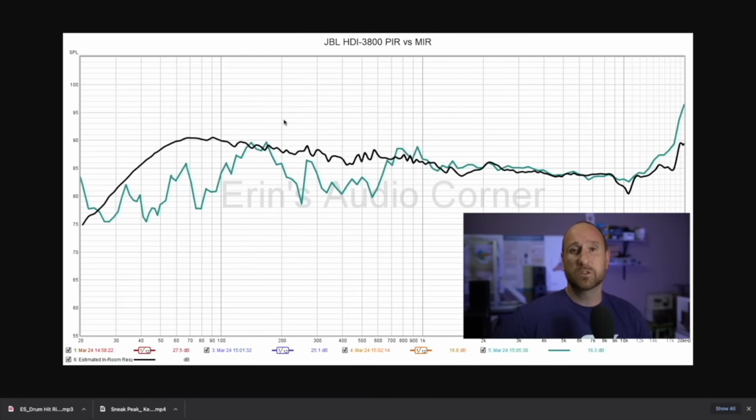Some things, though, you just can't do anything about. I mean, you can't fix floor bounce because nobody's going to be walking on a foot of padded foam. That's just not going to happen. So floor bounce is always going to be an issue. Ceiling bounce, you can kind of take care of that.